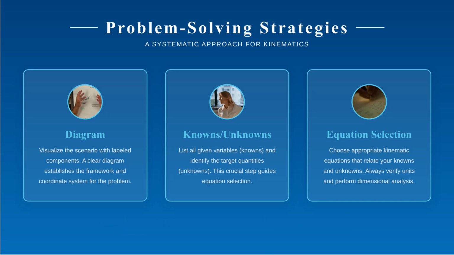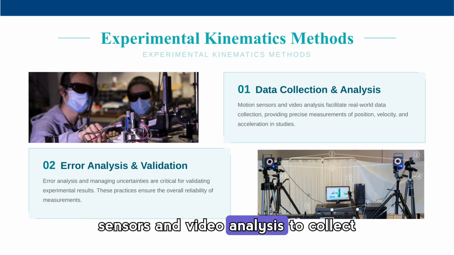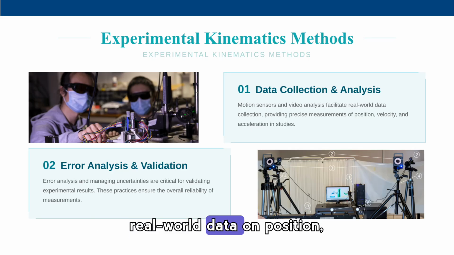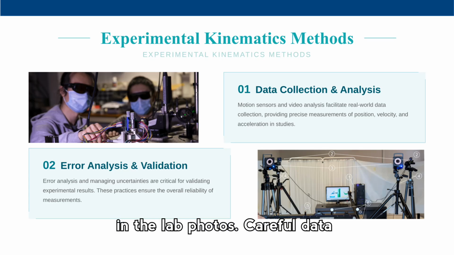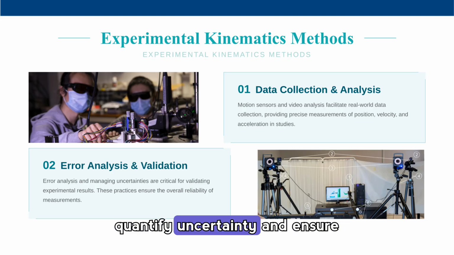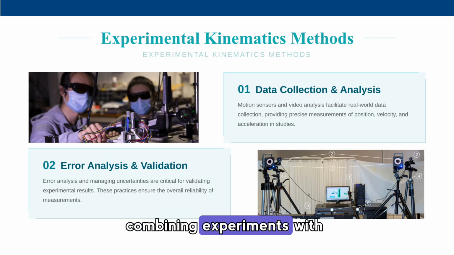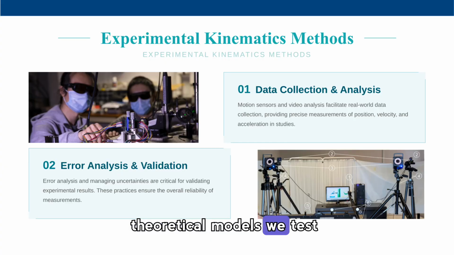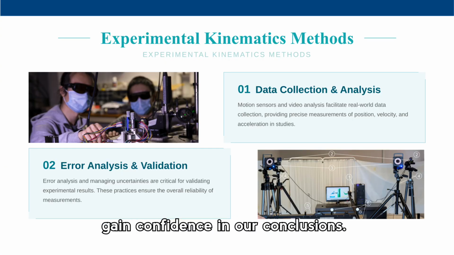Experimental kinematics uses sensors and video analysis to collect real-world data on position, velocity, and acceleration, as shown in the lab photos. Careful data collection is paired with error analysis and validation techniques to quantify uncertainty and ensure measurements are reliable. By combining experiments with theoretical models, we test assumptions, refine predictions, and gain confidence in our conclusions.